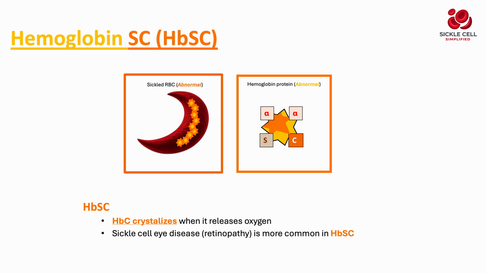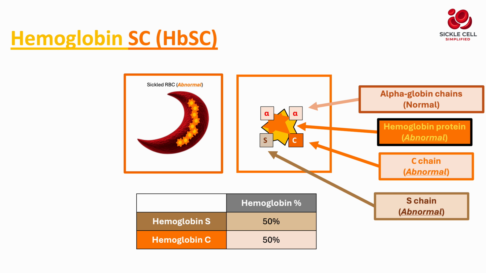We actually end up seeing more sickle cell eye disease, also known as retinopathy, in hemoglobin SC disease. I'm unsure if this is due to the crystallization of the hemoglobin molecule, but it's very interesting nonetheless. All in all, in a hemoglobin SC patient, about 50% of their blood is going to be hemoglobin S, and 50% of their blood is going to be hemoglobin C.